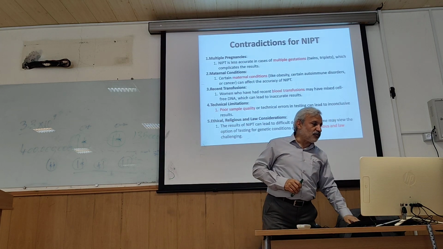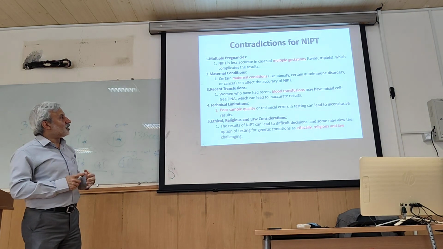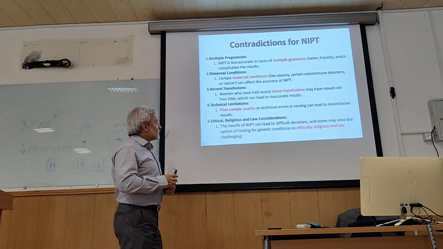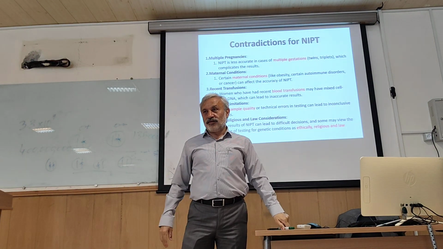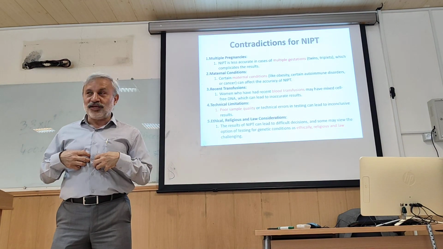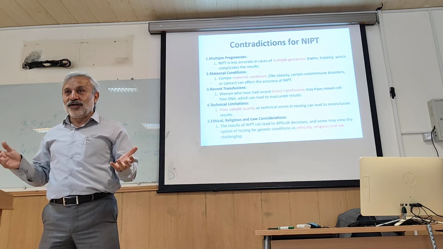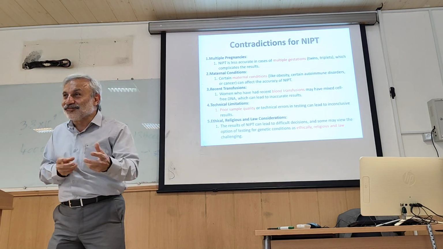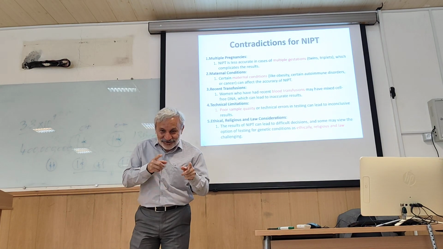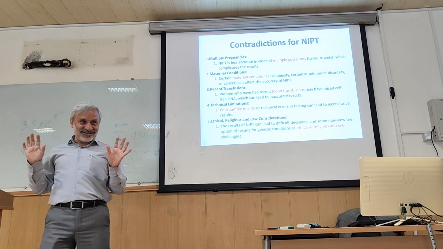Understand? And we have some contraindications of NIPT, meaning we don't do the NIPT at all. For example, when we have triplets. You know triplets? 1, 2, 3 babies. When we have triplets, we cannot do NIPT. Do you know why? Because I don't know which one the DNA is from. I cannot know which one is the DNA. I cannot do NIPT. Is it clear?